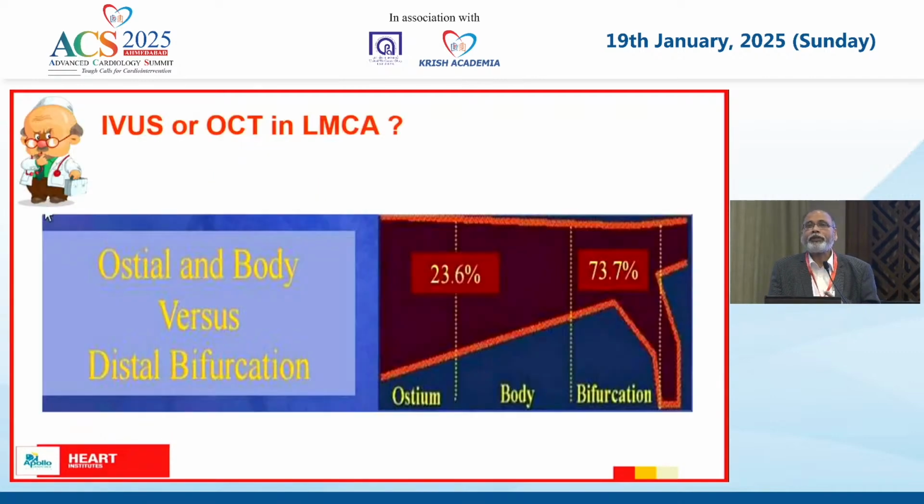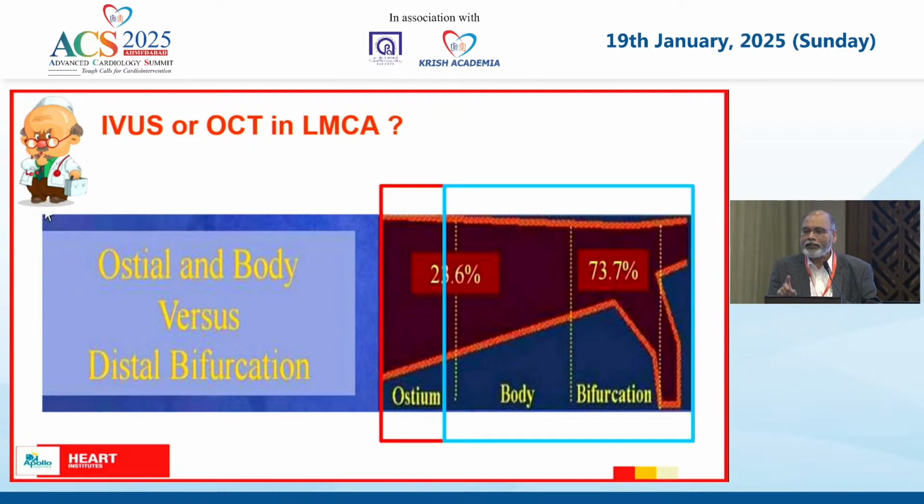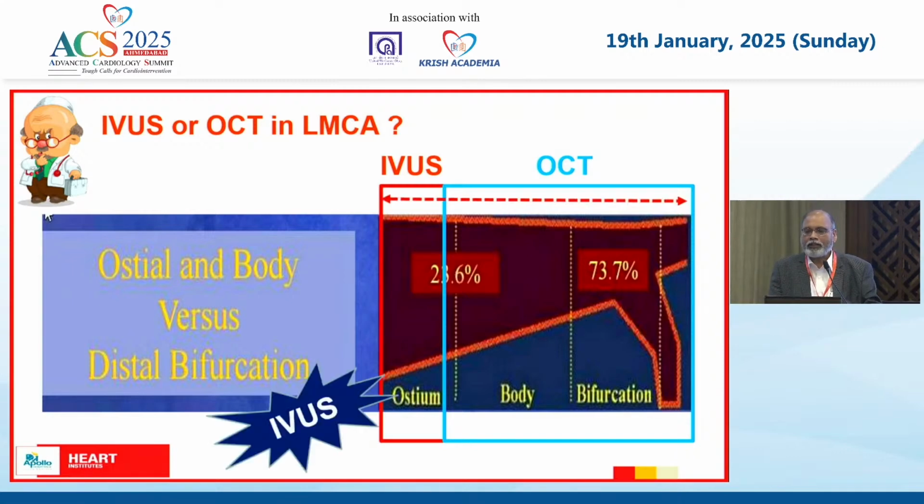Now, if you ask me where I use OCT and IVUS in LMCA: if it is an ostium, you mandatorily have to use IVUS. If it is the body or the bifurcation, you can use either of them, because sometimes it is very difficult to image, as it's very peculiar. All LMCAs are not the same, so you have to be careful about where to use which modality. But IVUS would be my choice for imaging in LMCAs.